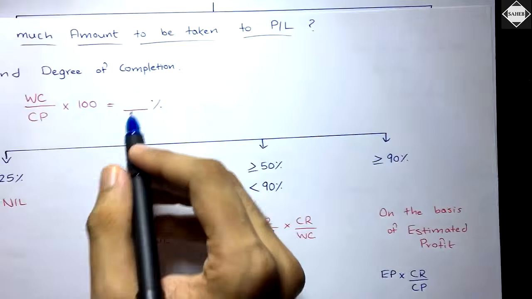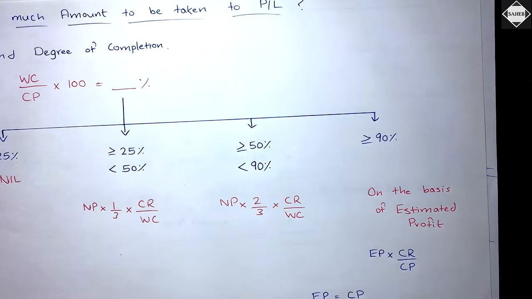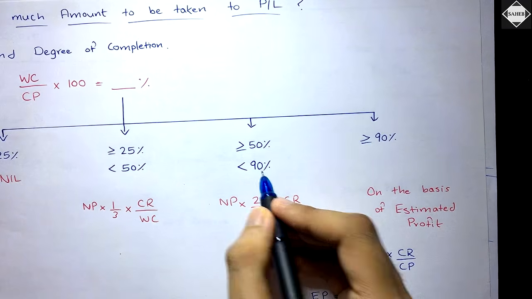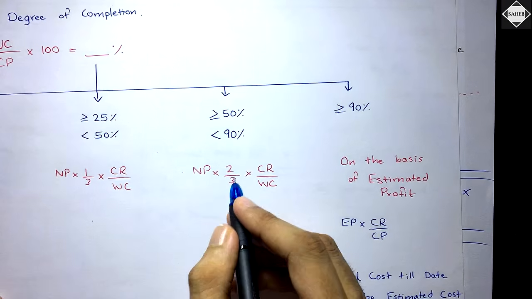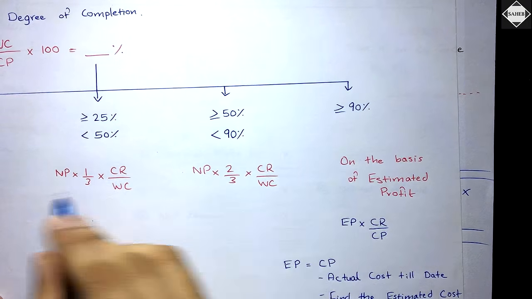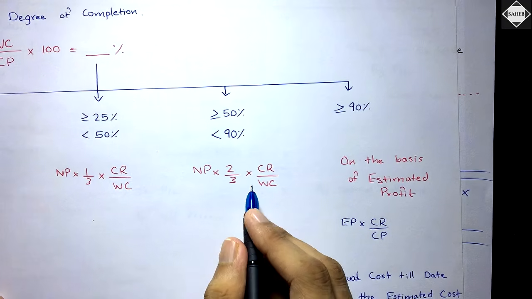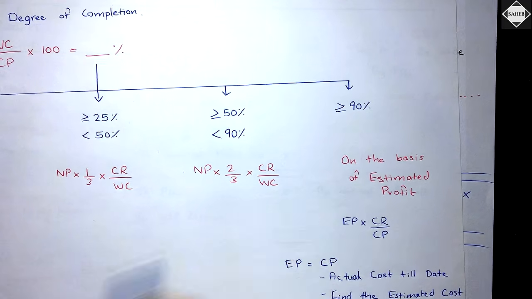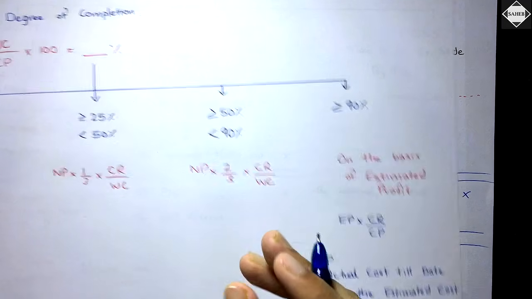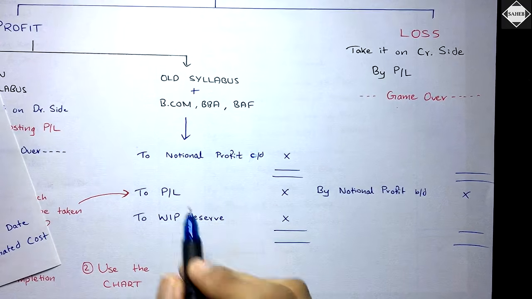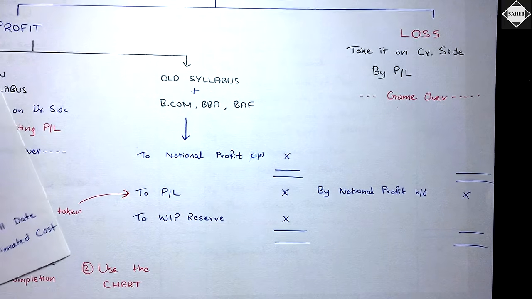And if this degree of completion is more than or equal to 50% and less than 90%, what you have to do is take 2/3 notional profit, the same formula: notional profit into 2/3 into cash received over work certified. Simple. Whatever amount you get, transfer that to costing profit or loss, and the remaining will go to WIP reserve.